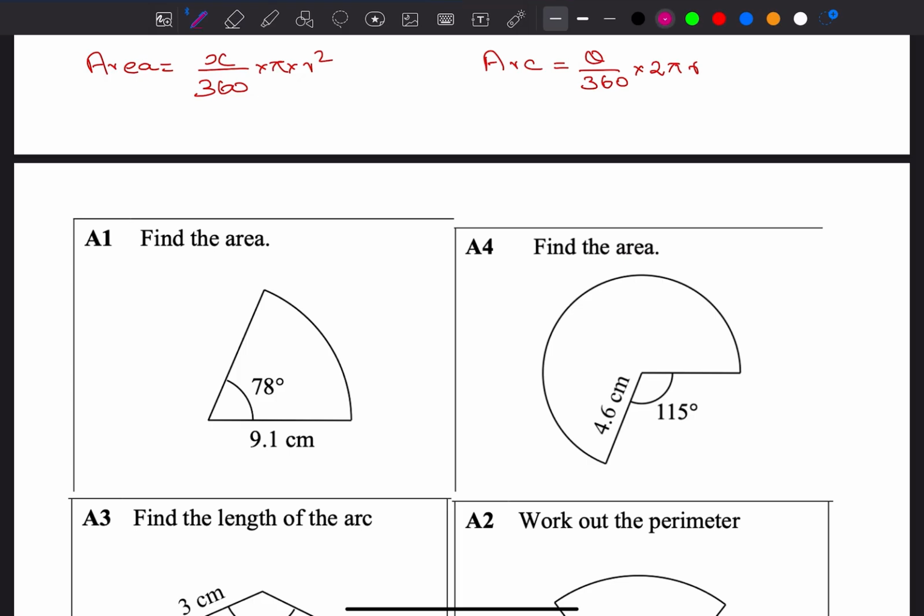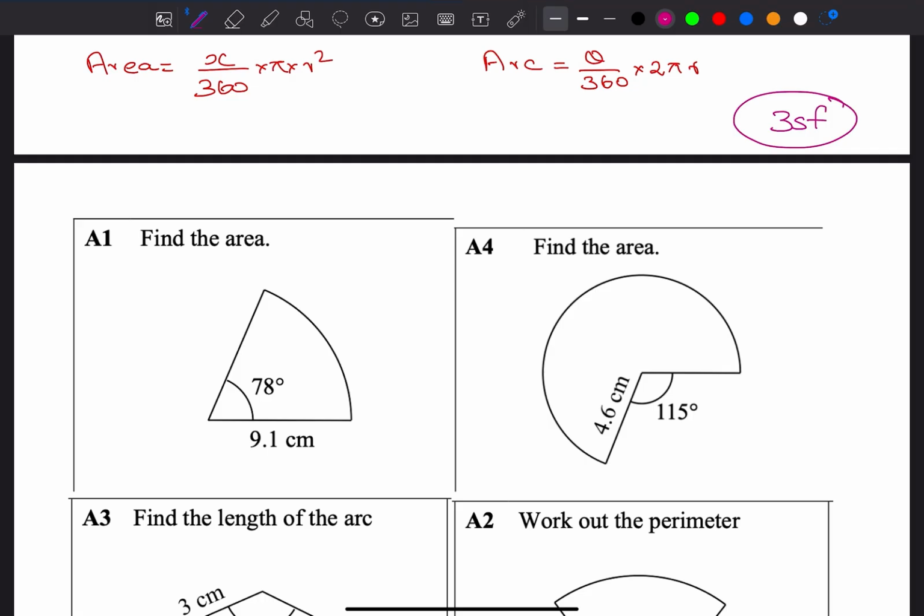Okay, let's start. In here, I know they don't really say to what decimal place. If it doesn't specify, always give me the answer to 3 significant figures, 3SF.